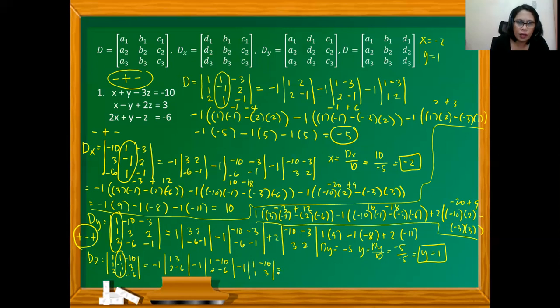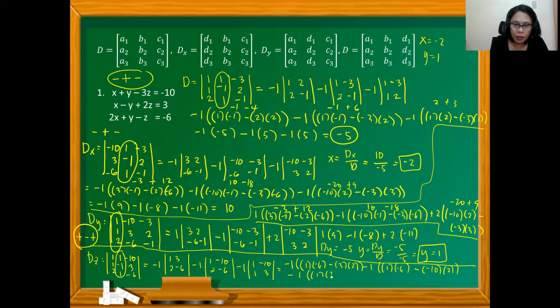So this is now equal to, wait, this is equal to -1 quantity 1 times -6 minus 3 times 2, okay, minus 1 quantity 1 times -6 minus -10 times 2, and then we have minus 1 times quantity 1 times 3 minus -10 times 1.